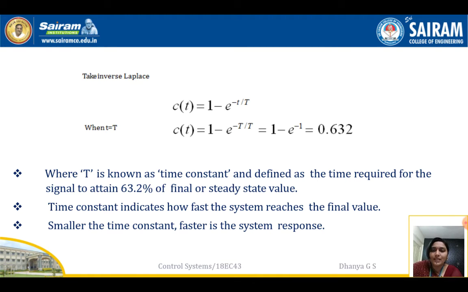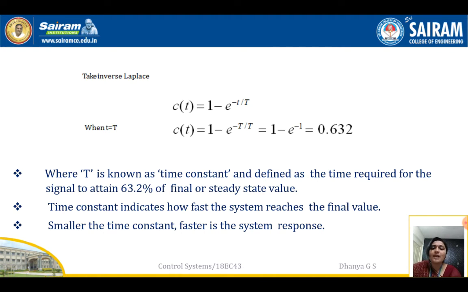So when small t is equal to capital T, you will get C of t is equal to 1 minus e power minus capital T by again capital T, so that it will become minus 1. So the equation is 1 minus e power minus 1, where the value which you will get is 0.632. T is known as the time constant and is defined as the time required for the signal to attain 63.2% of final or steady state value.